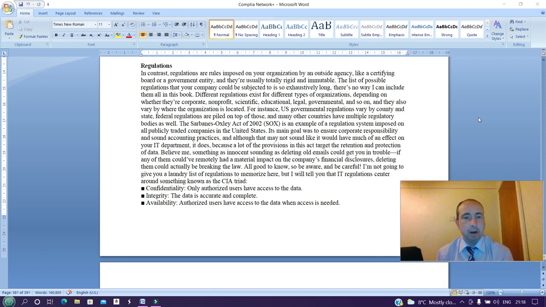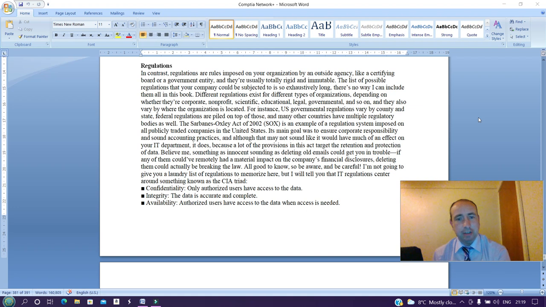Regulations. In contrast, regulations are rules imposed on your organization by an outside agency like a certifying board or a government entity, and they're usually totally rigid and immutable. The list of possible regulations that your company could be subject to is so exhaustively long, there's no way I can include them all in this book.